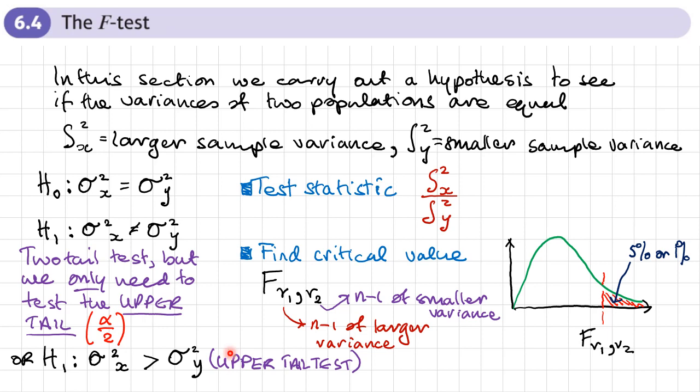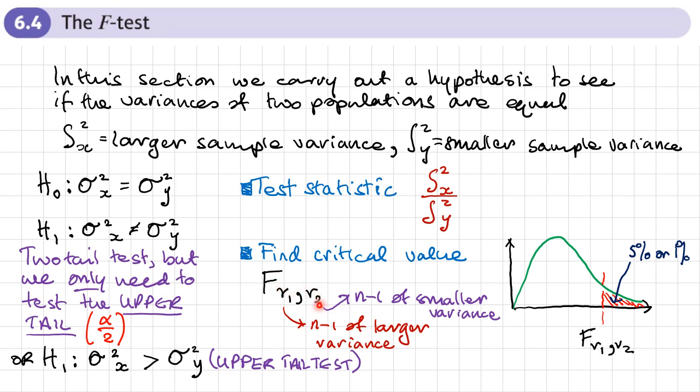Next we need to find our critical value. At this point I often draw a sketch, and I'll be working out this critical value here. This area is either going to be 5% or 1%, and it will be an F distribution with 2 degrees of freedom. We need to watch out which way around we do it. The first degree of freedom is going to be n minus 1 of the larger variance. Whichever of my populations has a larger variance, in this case population X, I look at the sample size n of that variance, subtract 1, and that will be my first value.